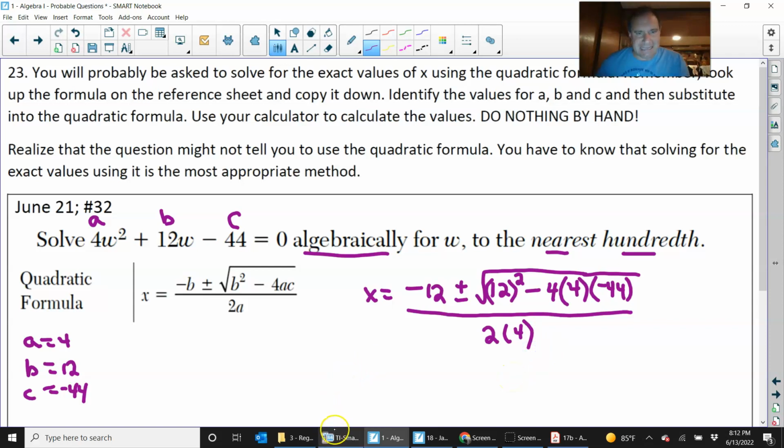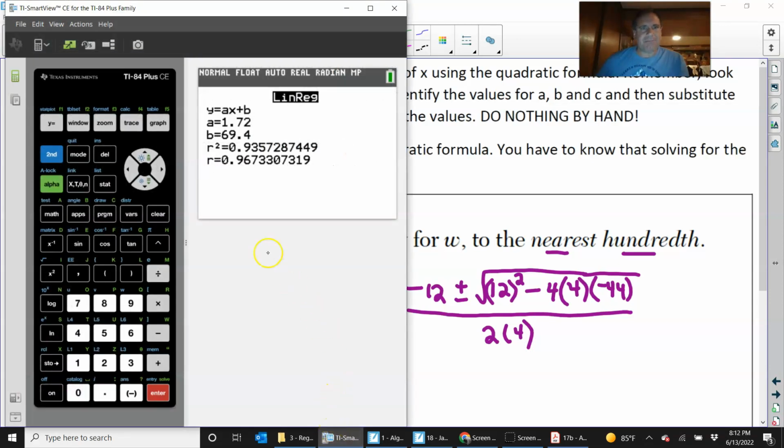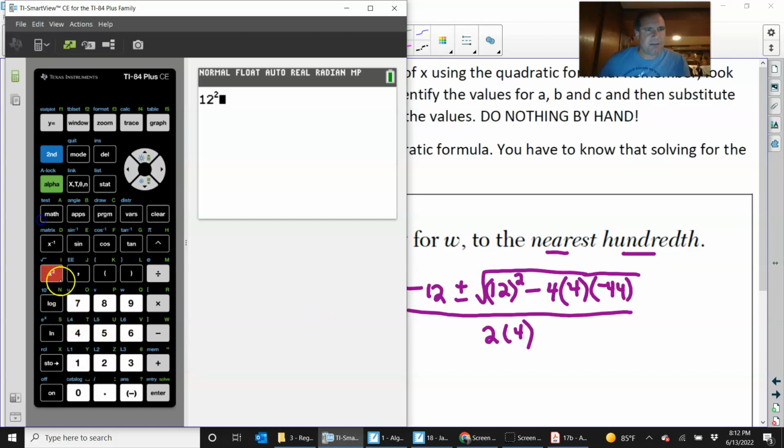This is what I mean by hand, right? Don't do it by hand. I'm going to clear this out, and I'm going to put 12 squared minus 4 times 4 times negative 44. So just make sure, you see this 12 squared, I know it's positive, so I don't need parentheses, but if it's negative, you better put the parentheses around. All right, so if I press enter, it's 848.